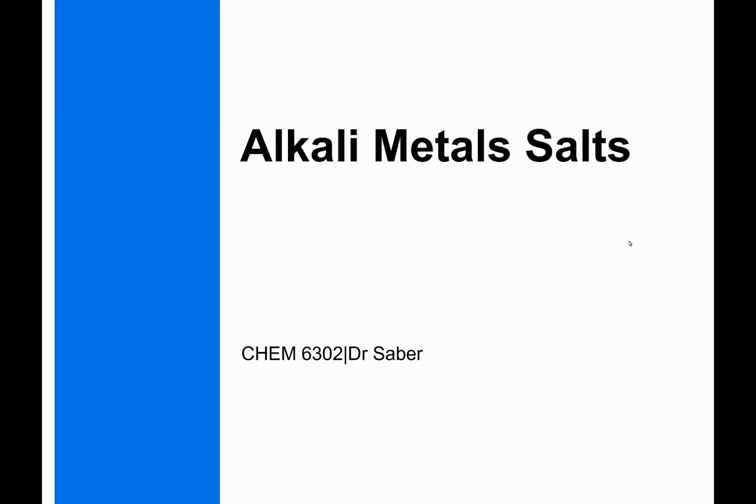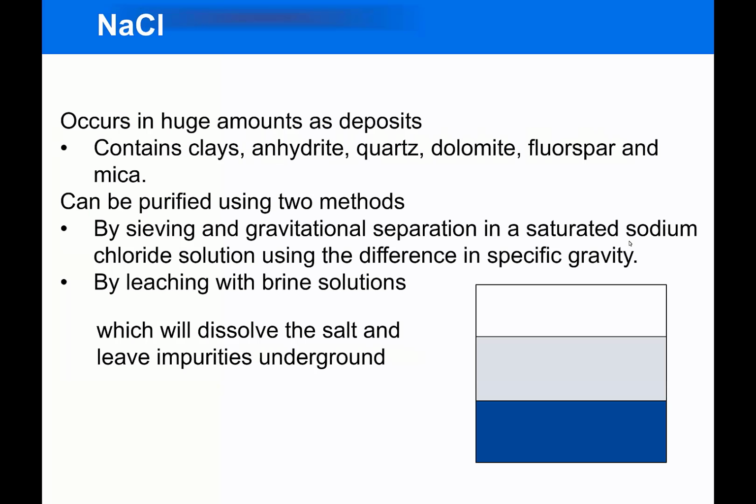In this video, we're going to start discussing industries based on commodity chemicals, and we're going to start with alkali metal salts that are common in industries. So the first salt that we will discuss is sodium chloride. This salt is very common and it occurs in huge amounts as deposits of pure sodium chloride, sometimes with impurities of clays and different types of debris and quartz and different minerals.